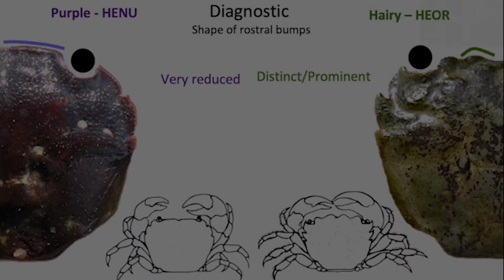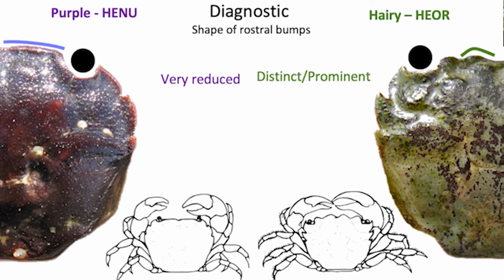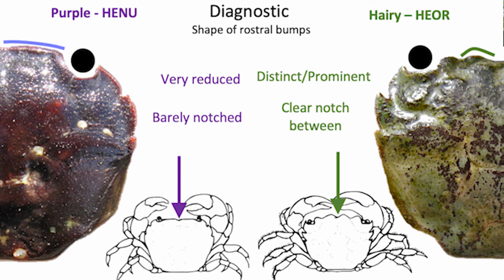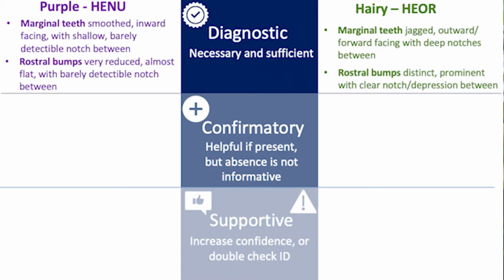Another piece of information that you might gain from looking at the rostral bumps is not the bumps themselves, but the notch between the bumps. Hairy shore crabs, because they have more prominent rostral bumps, also have a clear notch between those bumps, right in the center of their face. This notch is much less detectable in purple shore crabs, in large part because the rostral bumps themselves are much smaller. Okay, so those are the two diagnostic features that we use for hairy and purple shore crab.